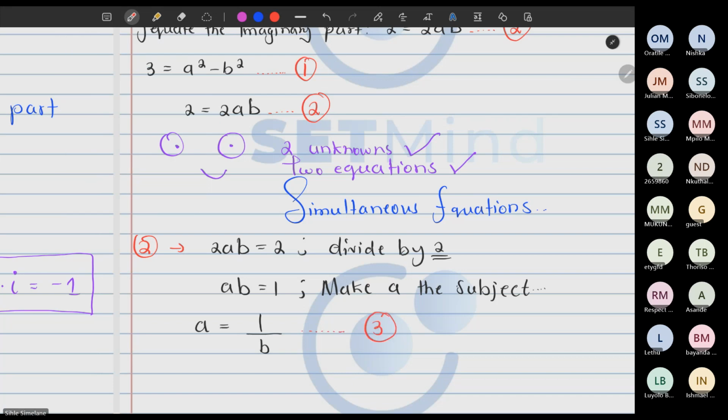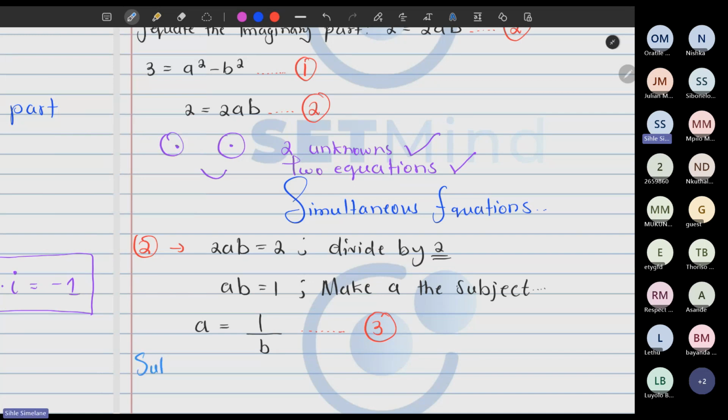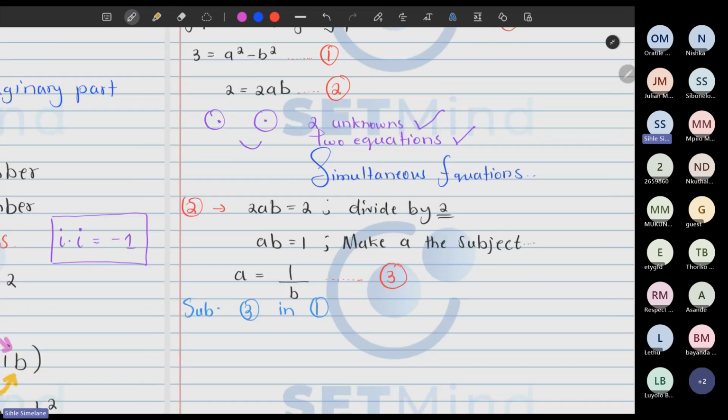Now that I have a in terms of b, I can go to the equation which we never touched, equation 1, and substitute a in terms of b so that the whole equation is in terms of b, and we can solve for b. And once you find b, you have found a, because a is 1 over b. So let's go ahead and substitute equation 3 into 1. Equation 1 is 3 equal to a squared minus b squared, and wherever we see a, we will put 1 over b, because equation 2 ended up telling us that a is 1 over b.